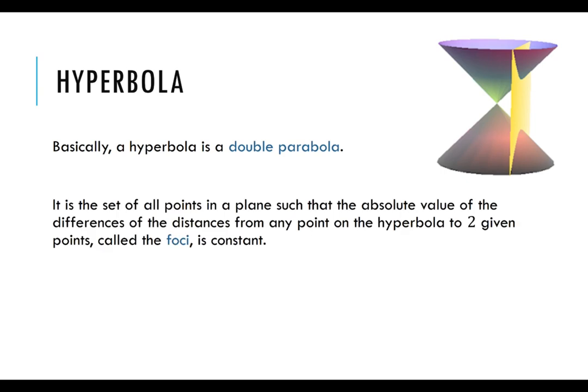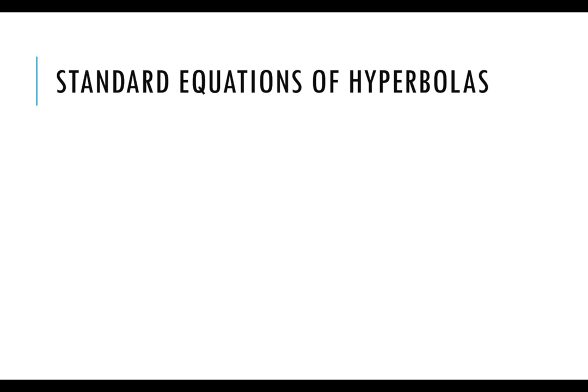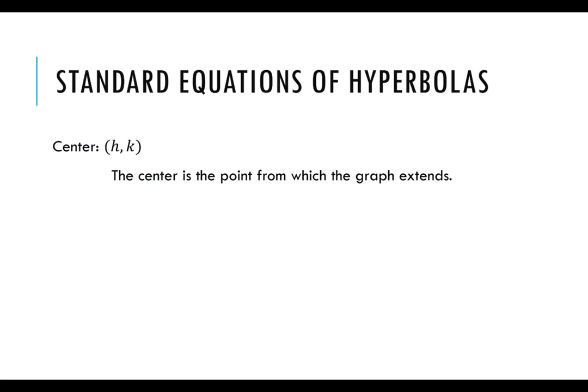And so technically it's the set of all points in a plane such that the absolute value of the differences of the distances from any point on the hyperbola to two given points called the foci is constant. The midpoint of the segment between the foci is the center of the hyperbola. And recall that that center is not going to be actually a value on the hyperbola, it's just going to give us a reference point. And so just like all the rest of our conics, our center is h, k. And the center is the point from which the graph extends.